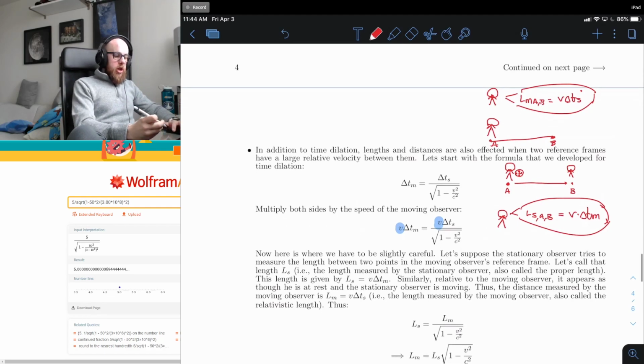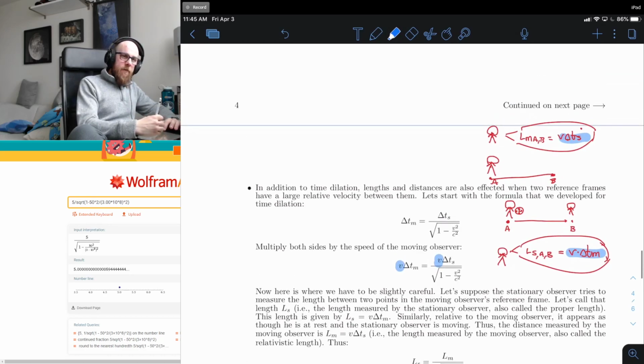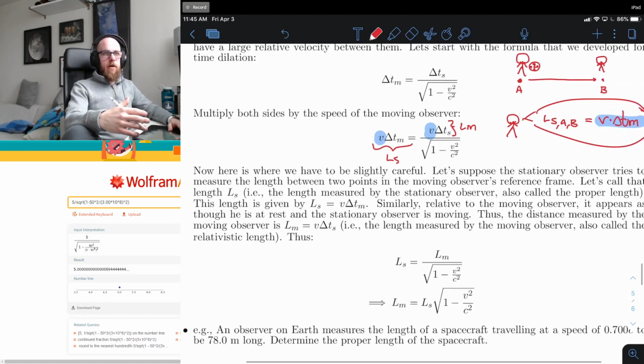And so what we're going to do is plug both of these quantities into the formula that we have here, right? Because we notice that we have V times Tm, that is equal to Ls. And we also have V times Ts, that's equal to Lm, all right? And when we make that substitution, we've kind of gotten rid of the times, right? These formulas no longer depend on time. They only depend on length, okay?